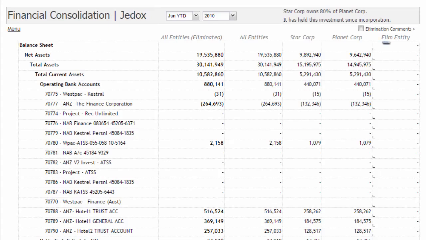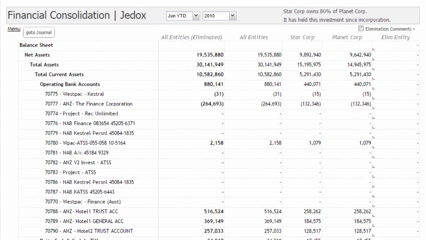You can see here we have a third entity called the Elim entity. This is the particular entity where we're going to be entering our entries to do the elimination for the top level. So we have a consolidation of our two corporations that consolidate up to all entities, and then we'll have an all entities consolidation which will consolidate the elimination entity as well.